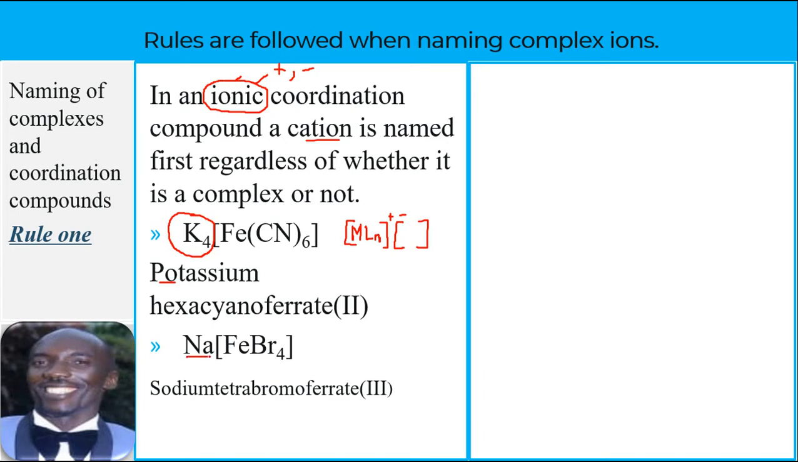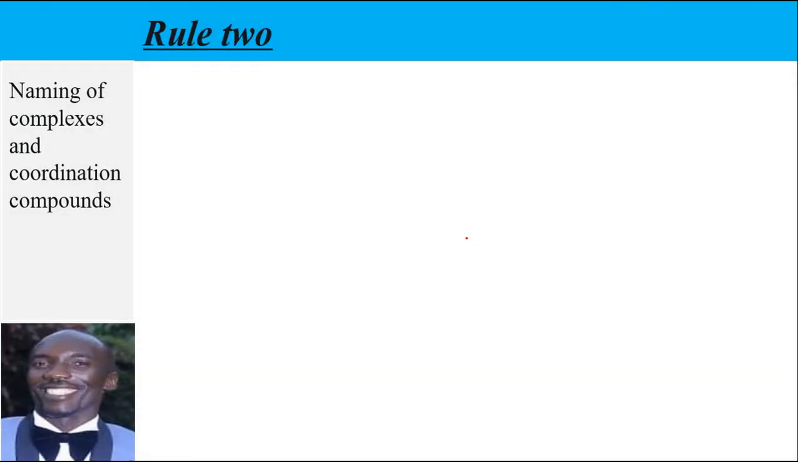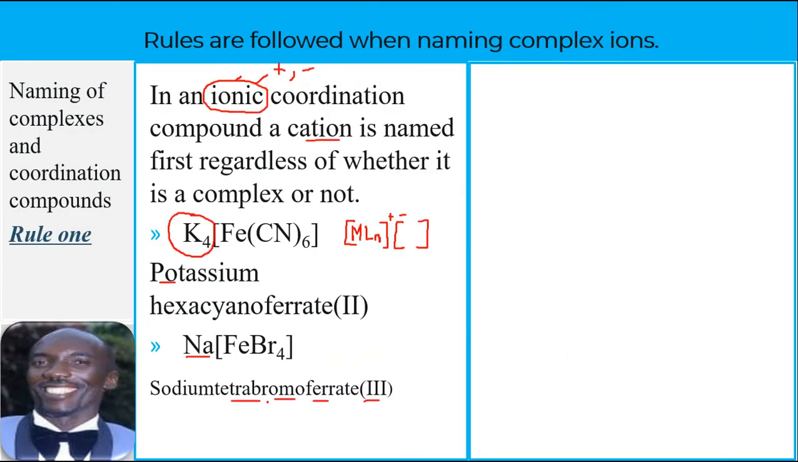Then we can also have this example whereby we are having a cation here. Our emphasis in this first rule is to show how we name the cation first whenever we are naming such ionic coordination compounds. So this one becomes sodium tetrabromoferrate 3. So far we have learned that we name the cation first. So what we should do next is how to come up with such names as tetrabromoferrate 3. How do these ones come in? We shall keep on looking at them one by one.